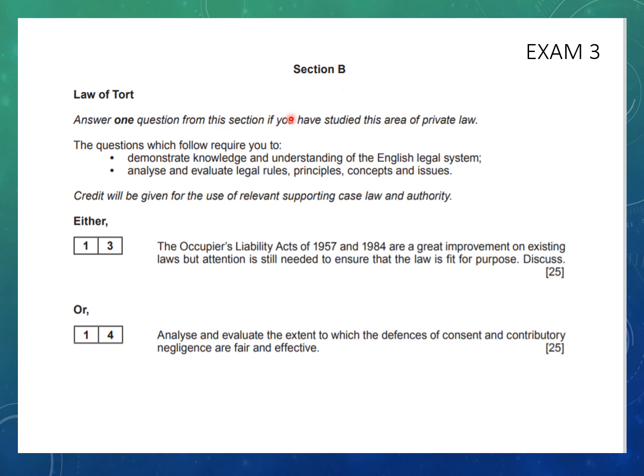Section B is tort law on exam 3, and you would answer either this one or this one if you've been studying tort. So here you can choose between Occupiers Liability Acts or consent and contributory negligence. So again, have a quick scan, think which could I answer the best on, and obviously answer your favourite.